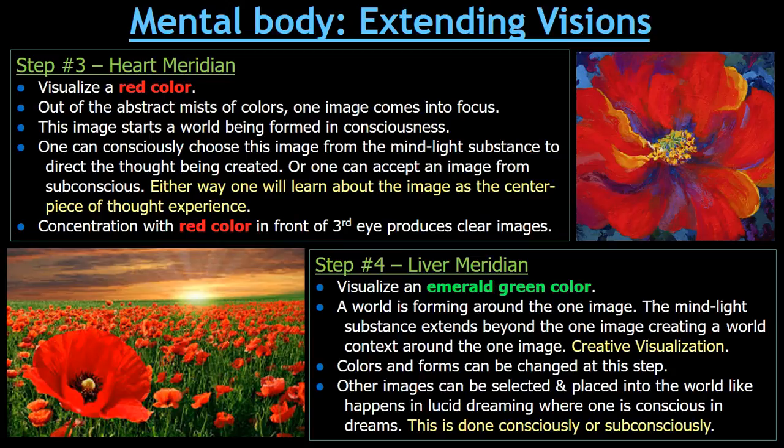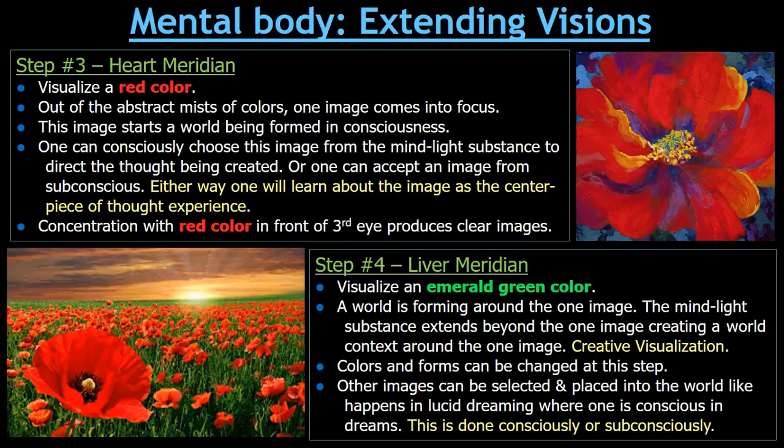Or one can accept an image from the subconscious. Either way, one will learn about the image as the centerpiece of thought experience. Concentration with the red color in front of the third eye with the eyes closed produces clear images. You can try that for yourself. Step 4 is the liver meridian. You visualize an emerald green color.